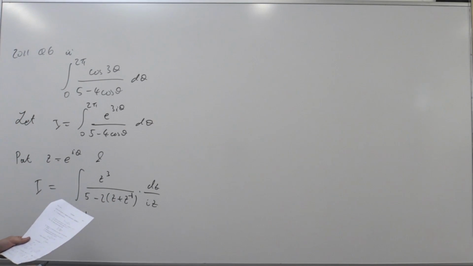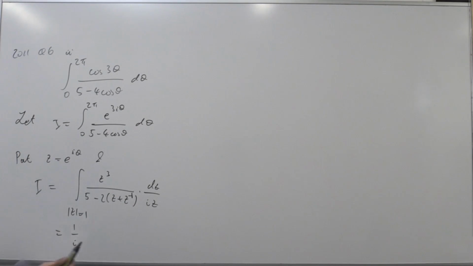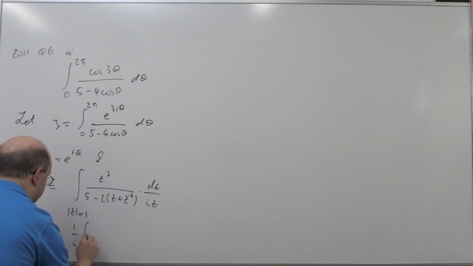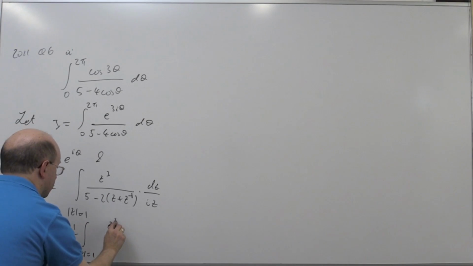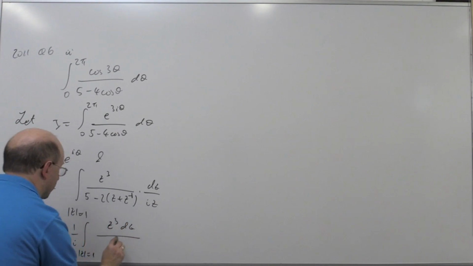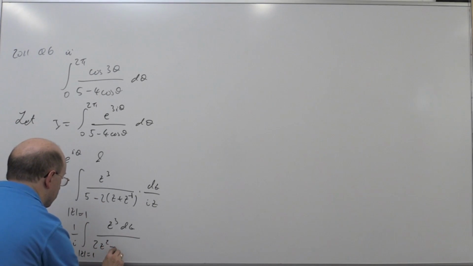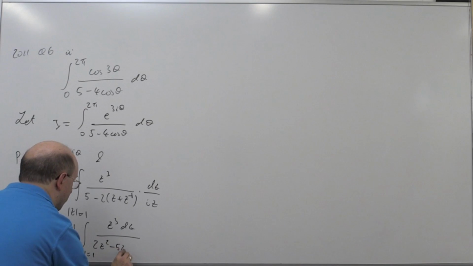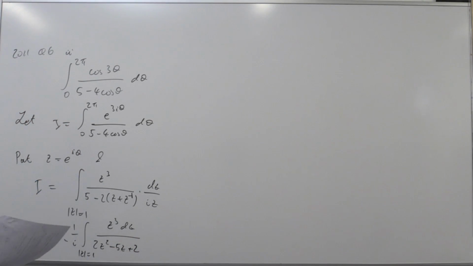Let me just put the tidied up version on here. Take that 1 over i at the front. I prefer to leave it on the denominator, because it's going to get cancelled with the 2 pi i at the end anyway. And we're going to get z cubed dz over, well, let's take out a minus sign as well, because of that minus 2 there, 2z squared minus 5z plus 2. Right.